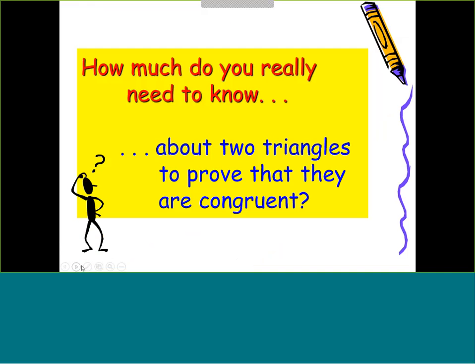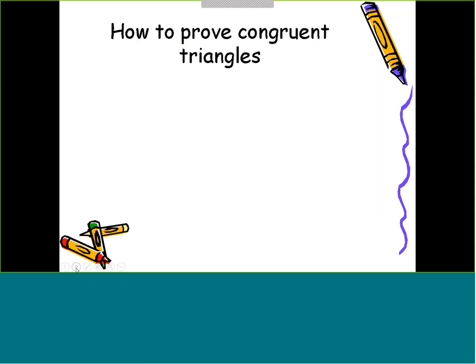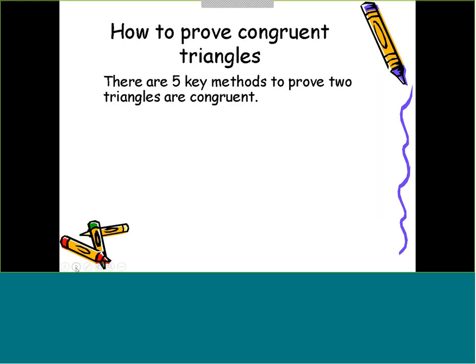In this section now, we're going to introduce some of the shortcuts for dealing with triangles. How much of this information do you really need to know in order to prove that the triangles are actually congruent? How do we prove that triangles are congruent? There are 5 key methods. Ultimately, the information is saying that all of the angles are congruent to all of the other angles, and all of the sides are congruent to all the other sides, but you actually don't have to have all that information.